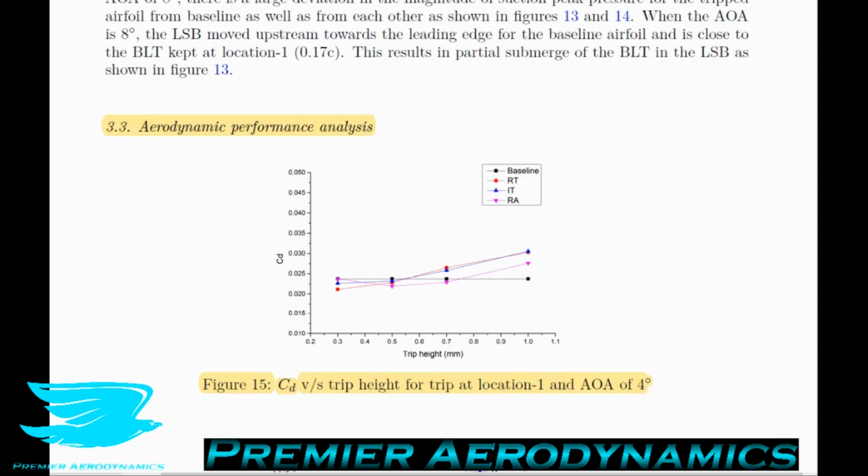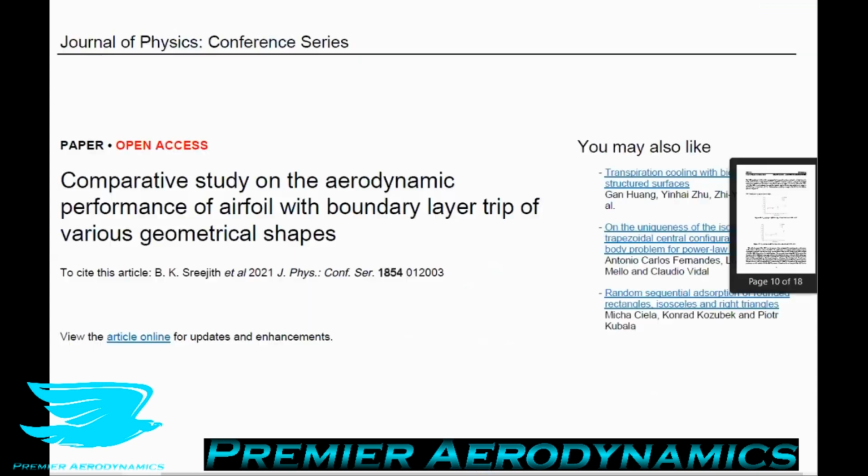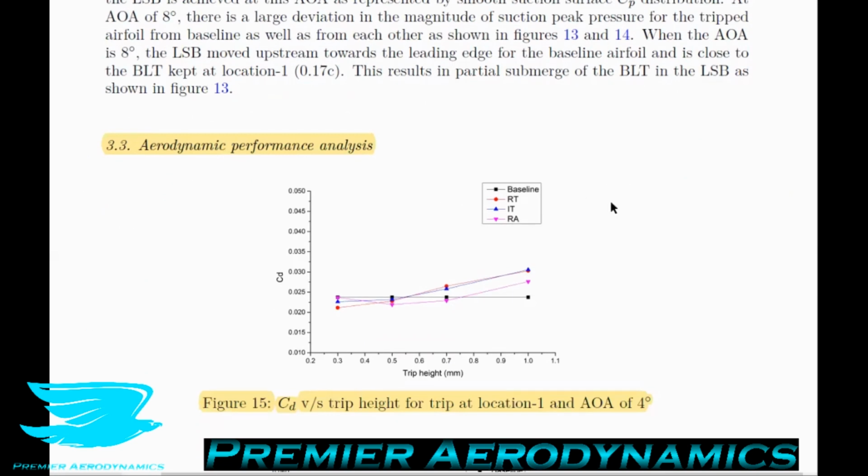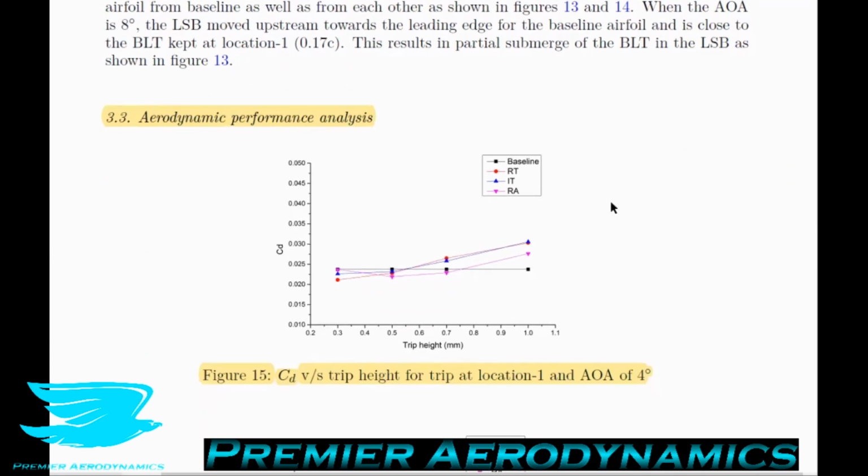And let's continue. We'll be looking at the same paper called Comparative Study on the Aerodynamic Performance of Airfoils with Boundary Layer Trips of Various Geometric Shapes. This is open access again, so you can find it in the link in the description. Let's continue here with the effects of these boundary layer trips on the aerodynamic performance analysis.